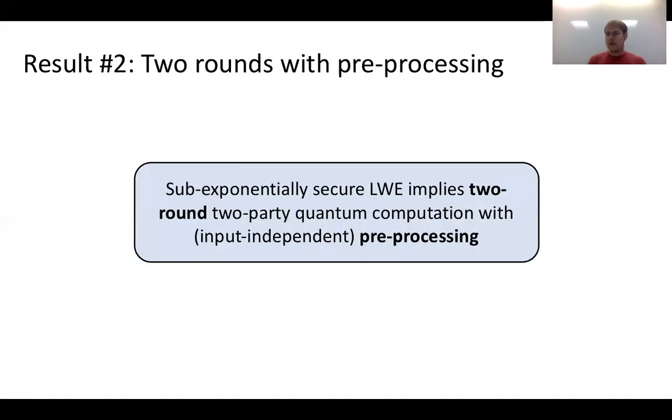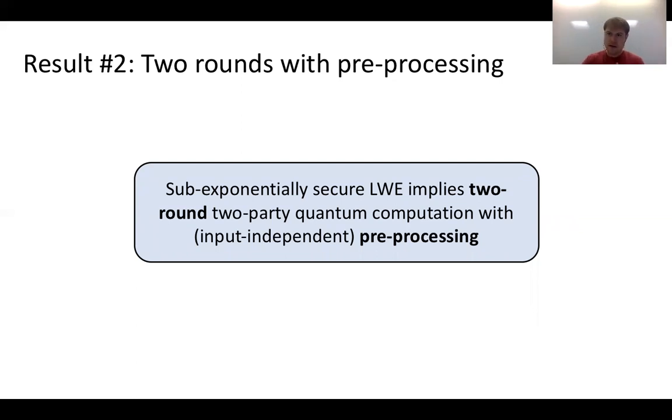Now I won't be able to go into details about our technical contributions here, but I'll be able to give result statements. The first thing we do is relax the problem a little bit, and we construct a two-round protocol where pre-processing is allowed, meaning that the parties can exchange some messages beforehand before they obtain their inputs. Once they obtain their inputs, it's just a two-round protocol. We can construct this object from sub-exponentially secure LWE: two-round, two-party quantum computation with pre-processing.